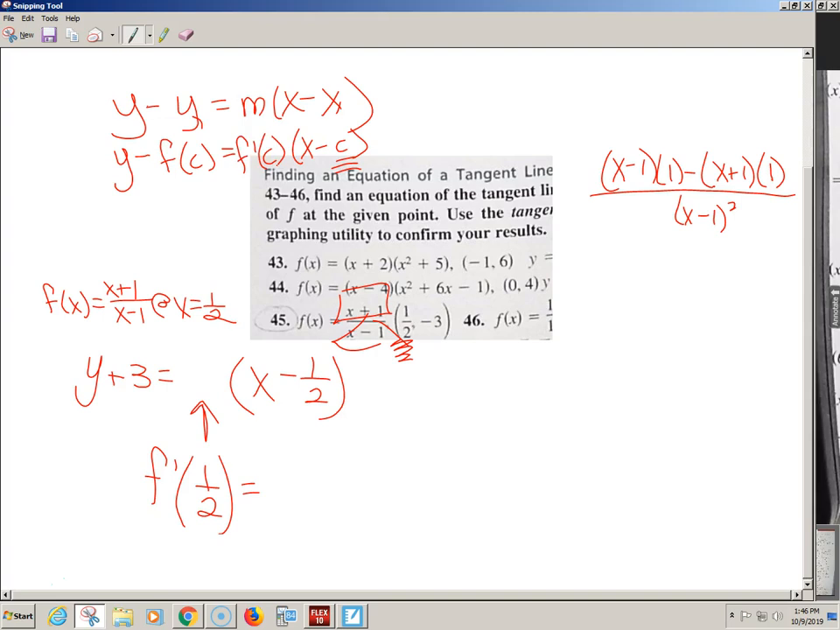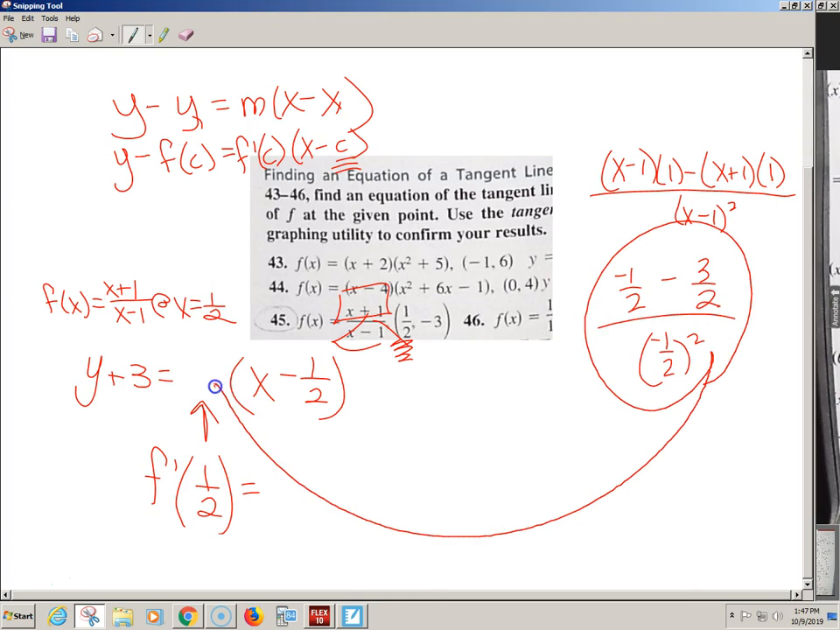So as I'm going, wait, do I even need to make this pretty? Or do I just need to put in the 1/2? Yeah, I need to put in the 1/2. If it's multiple choice, I need to make it pretty too, but if it's just long answer, all I need to do is get a 1/2 and put them right there. But I am going to do 1/2 minus 1 is negative 1/2. 1/2 plus 1 is 3/2. 1/2 minus 1 is negative 1/2, squared is 1/4. You might want to multiply top and bottom by 4 to make it nice and pretty, but there we go.